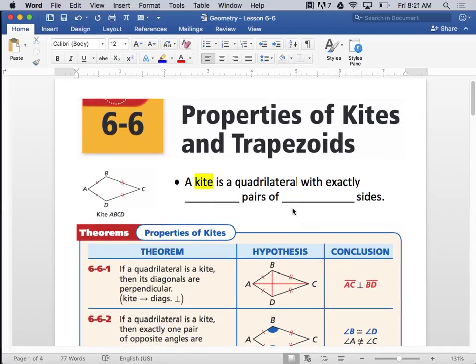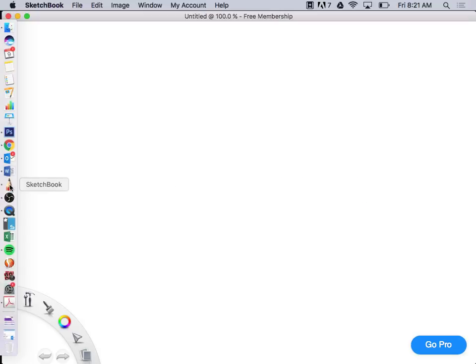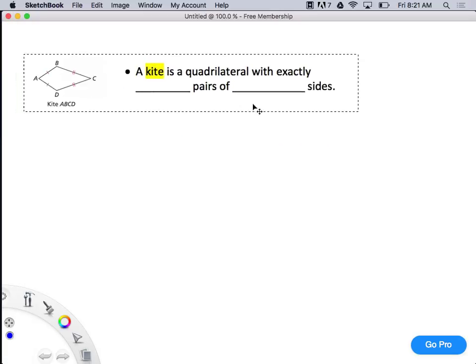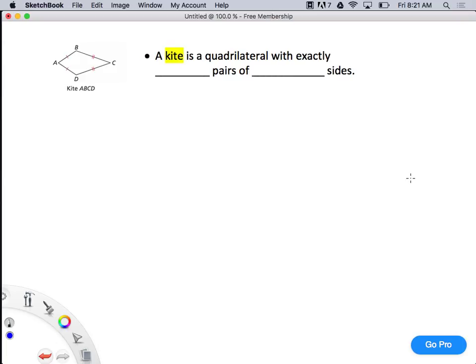So the first thing that we're going to study is a kite. So let's take a look at that and let's see if we can fill that in. Look at the picture and see if you can fill the blanks in. I'll give you just 15 seconds. A kite is a quadrilateral with exactly, this is a picture of a kite, with exactly blank pairs of blank sides. How many pairs of what kind of sides? That's what you're thinking. Two pairs of blank sides. Bam. Nice, Matthews.